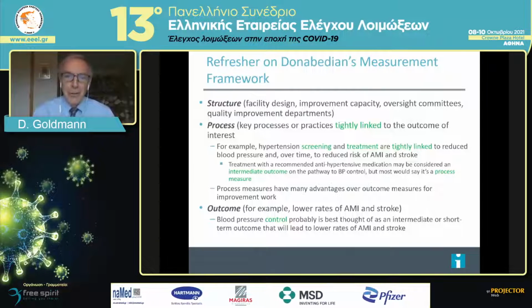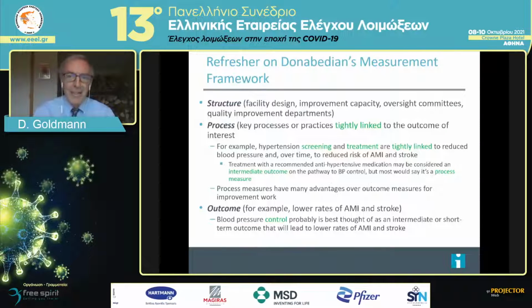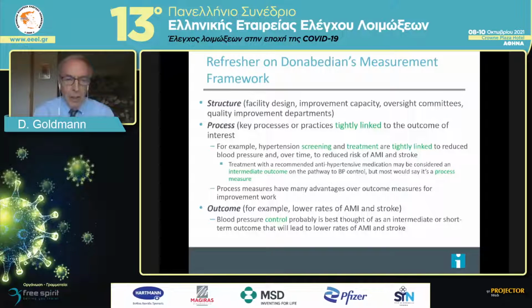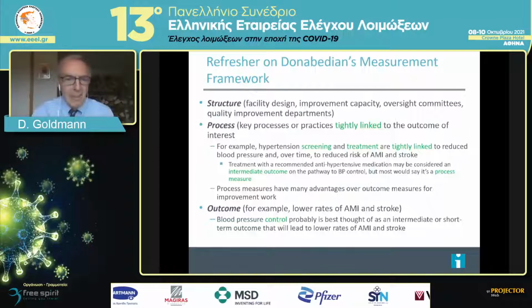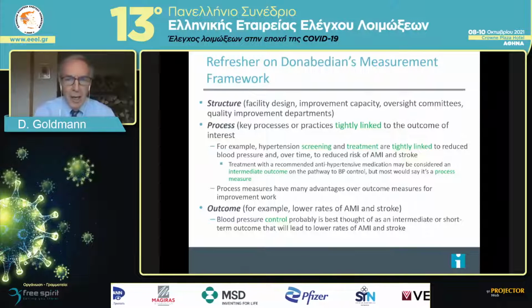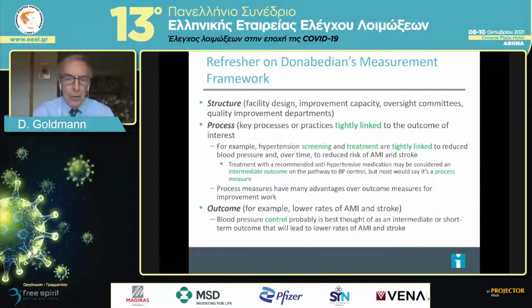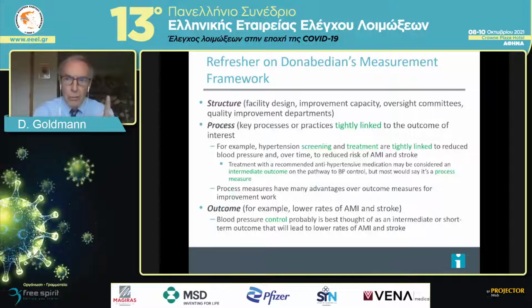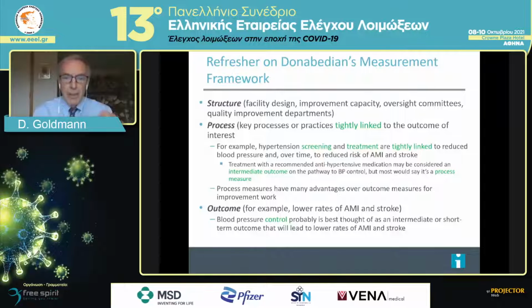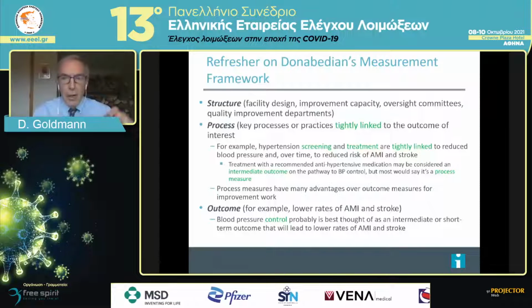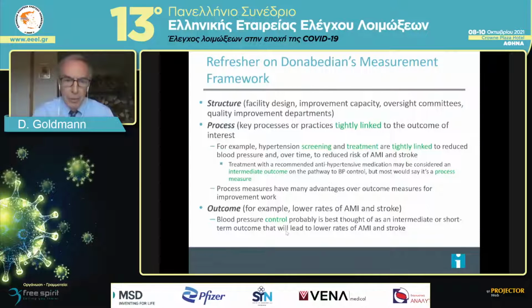It's less practical to show that you reduce stroke, because that takes a long time. It doesn't lend itself to measurement during a quality improvement project. So with process measures, you can do sampling, you can observe in real time, you can do audit on your rounds as you see the patients. They're really easy to measure as long as you believe, and in fact know from evidence, that the processes you're monitoring are really related to and important in your long-term outcome improvement.